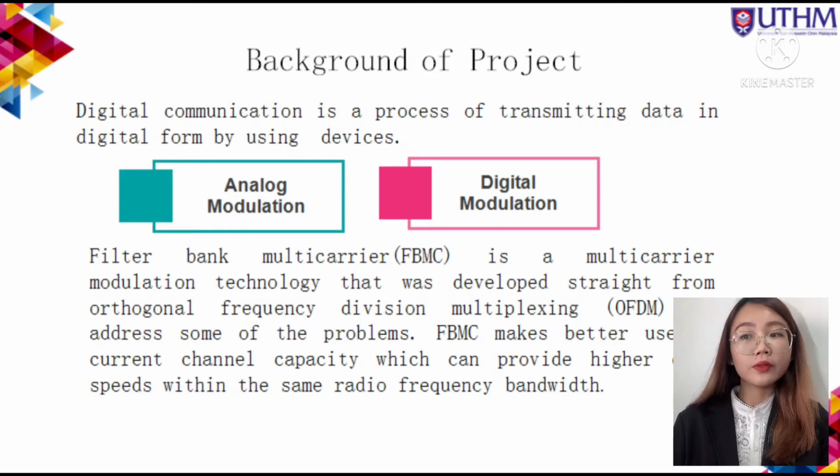FBMC is a multi-carrier modulation technology that was developed straight from orthogonal frequency division multiplexing, or OFDM, to address some of its problems. FBMC makes better use of current channel capacity, which can provide a higher data speed within the same radio frequency bandwidth. Spectrum efficient and selective solutions are something that FBMC can make. A category of multi-carrier systems is the FBMC system.